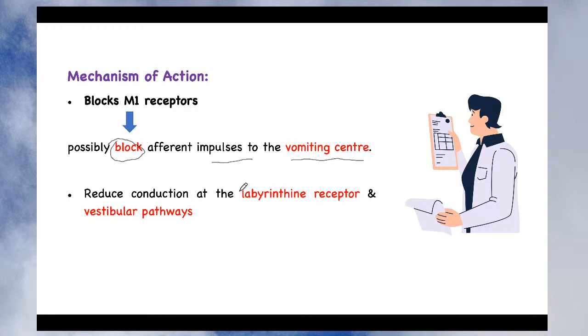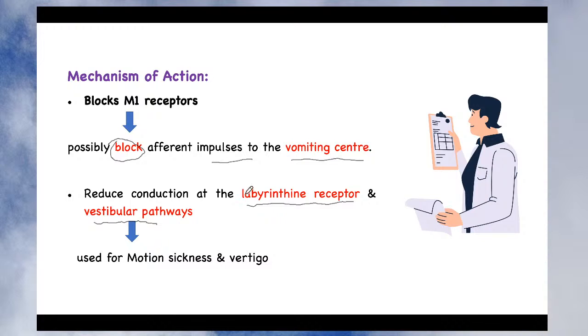Secondly, it is also observed that anticholinergic drugs reduce the conduction of labyrinthine receptors. What do you mean by labyrinthine receptor? The labyrinthine receptor and vestibular pathway are related to your inner ear, right? They play a very important role, especially in hearing. And there are some diseases which produce vomiting, and those vomiting are related to your ears. There is some disturbance in the vestibular pathway and labyrinthine receptor which is responsible for nausea and vomiting. Now what are these drugs doing? They reduce the conduction at these receptors. If conduction can be reduced, then you can easily avoid the vomiting and nausea.